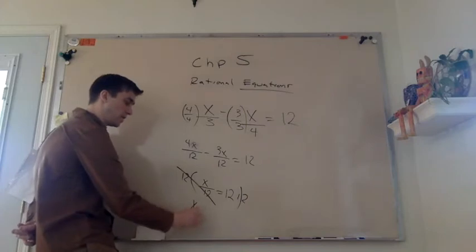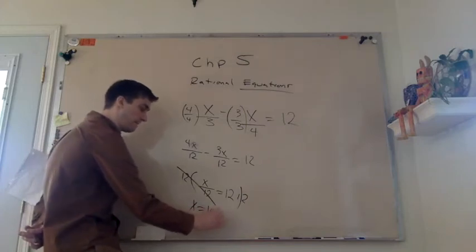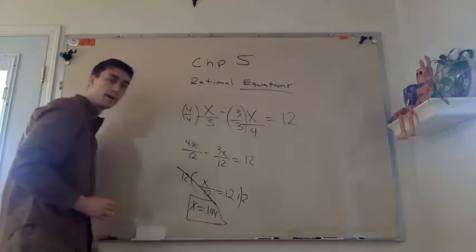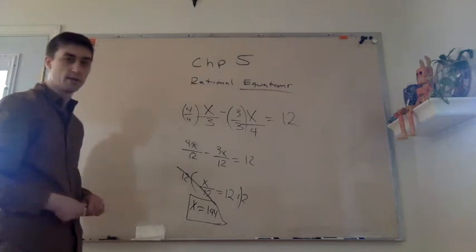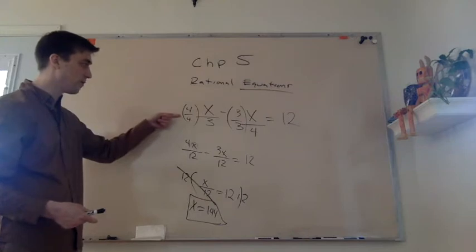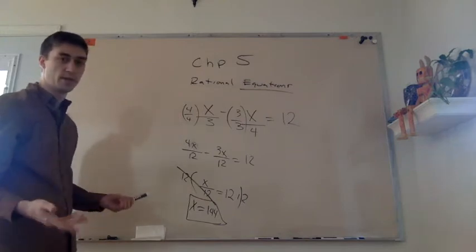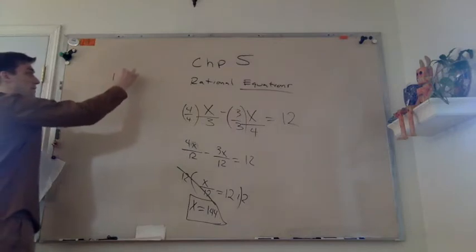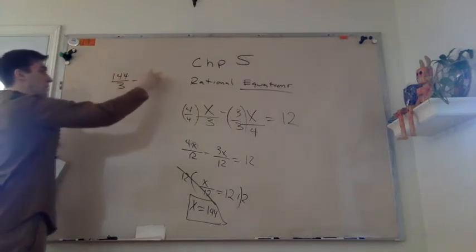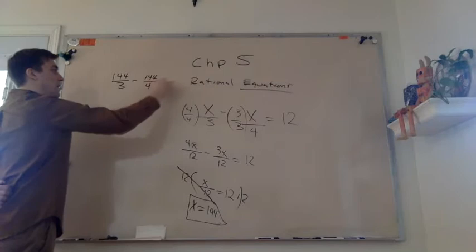And you get x equals 144. Great. Now, just like every equation, you should go ahead and check, make sure that's right. Does this, when replaced for x, make a true statement? If it does, you know for sure that you got it correct. So try it. Is 144 divided by 3 minus 144 divided by 4 equal to 12?